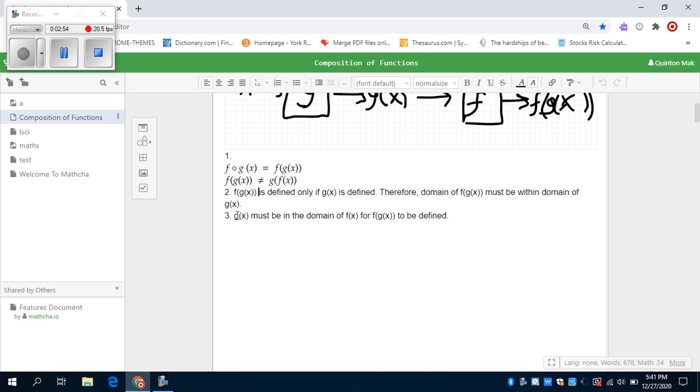And also, because g of x is an input of f of x, the value of g of x must be in the domain of f of x. Because if your input value is not in the domain, then you don't have a defined output. So f of g of x is only defined if g of x is in the domain of f of x.